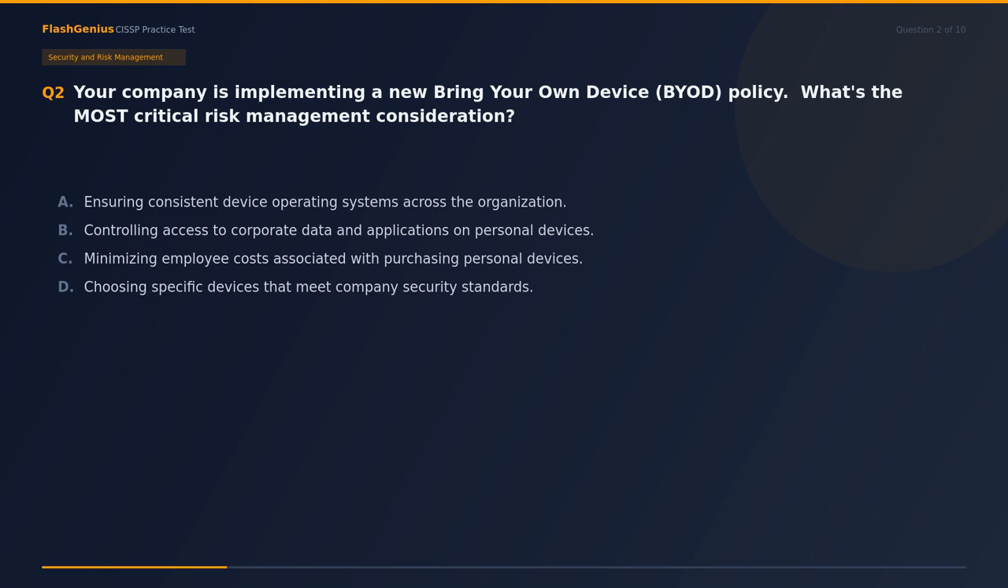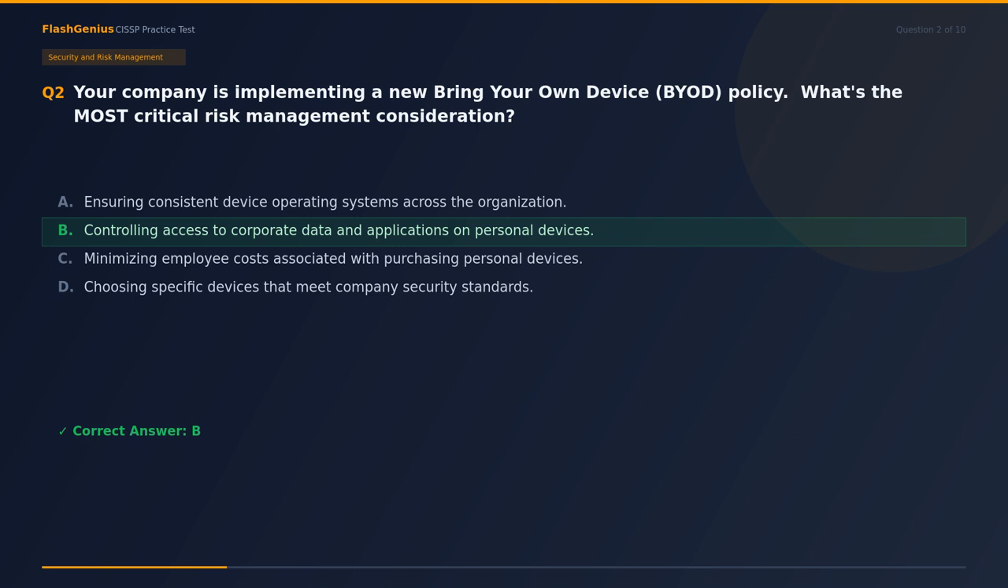Option C, minimizing employee costs associated with purchasing personal devices. Option D, choosing specific devices that meet company security standards. Take a moment to think about your answer. The correct answer is B, controlling access to corporate data and applications on personal devices.